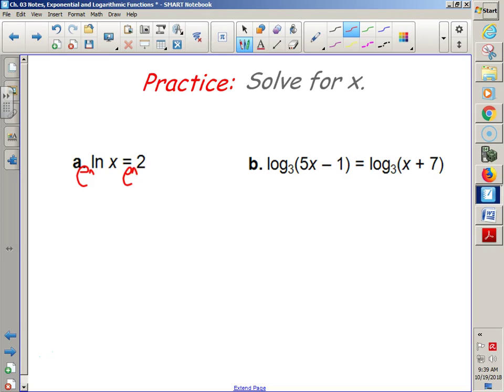Okay, so what's left when I do e to the power of ln of x? Well, that was easy. Didn't even have to isolate. All I had to do was take e to the power of both sides.